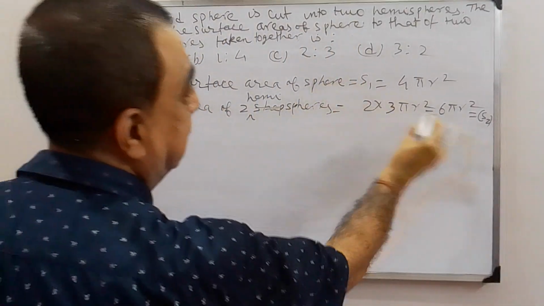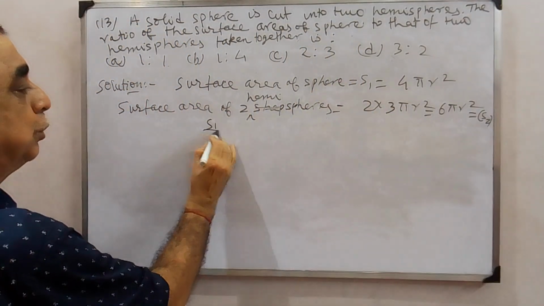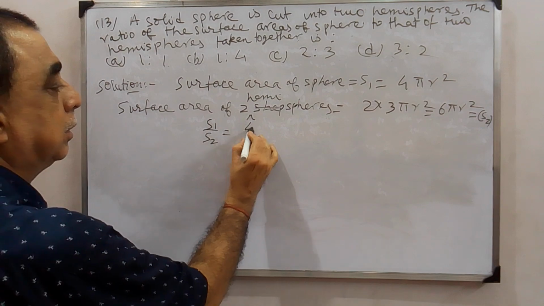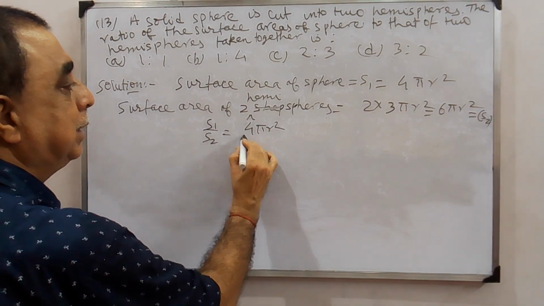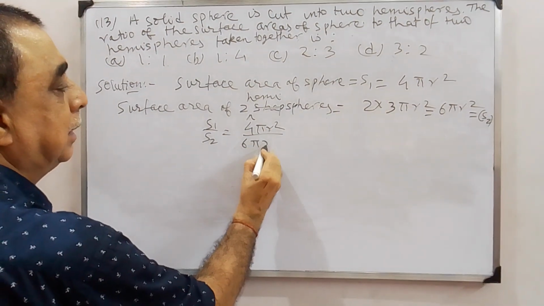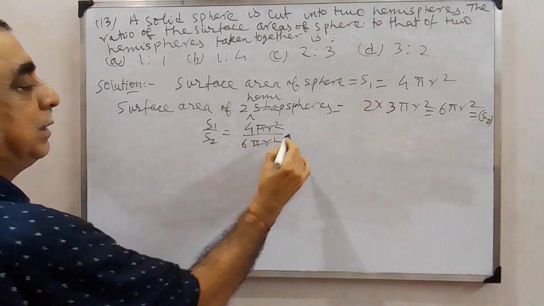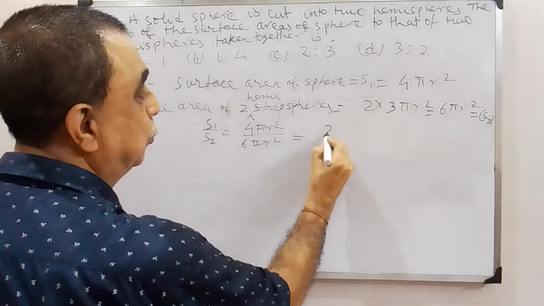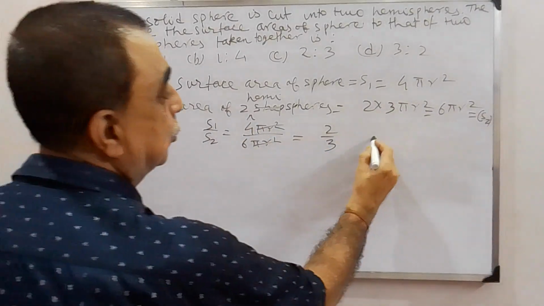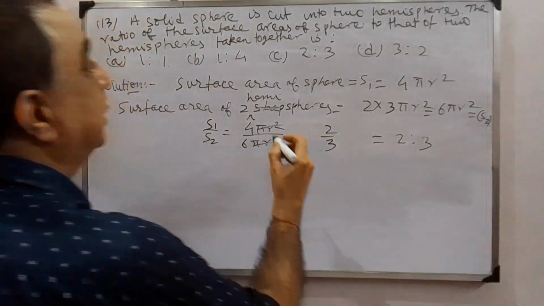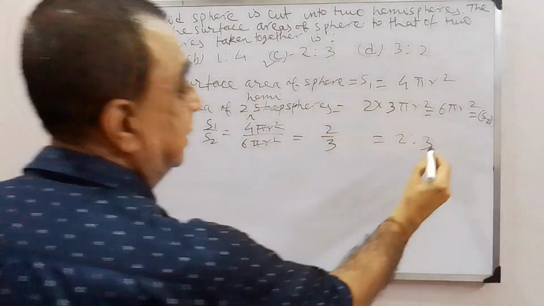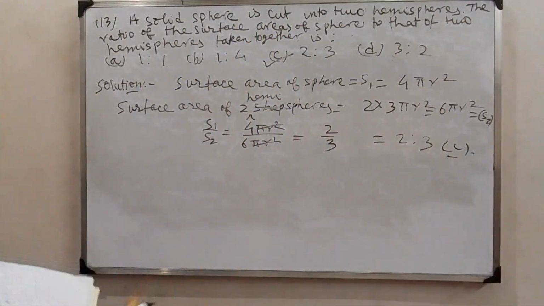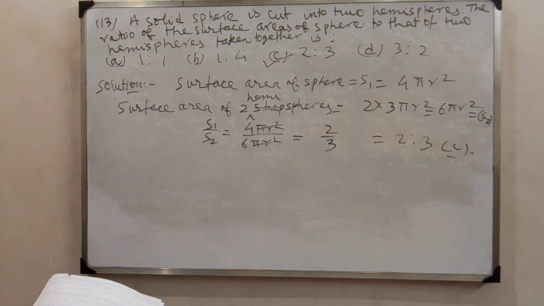Now we have to find the ratio of S1 by S2. So S1 by S2 is 4 pi r squared divided by 6 pi r squared. The pi r squared cancels out, and dividing by 2 this becomes 2 by 3. So the ratio is 2:3, and the correct option is C. So question 13 is completed.